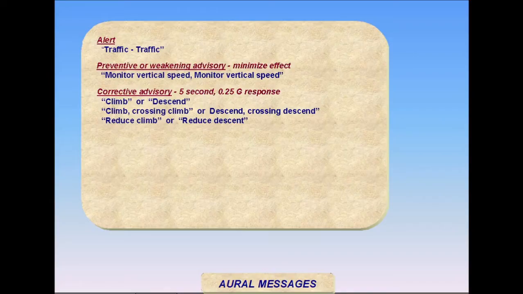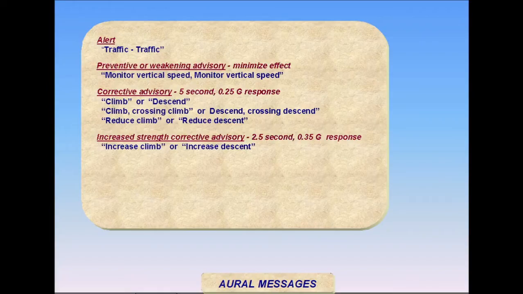Reduce climb, reduce climb. Or reduce descent, reduce descent. Reduce vertical rate to the minimum necessary to avoid the red prohibited area. These messages require response within 2.5 seconds using a controlled 0.35 G pitch rate. This is a pitch rate of approximately 3 degrees per second and is usually caused by a maneuvering threat.